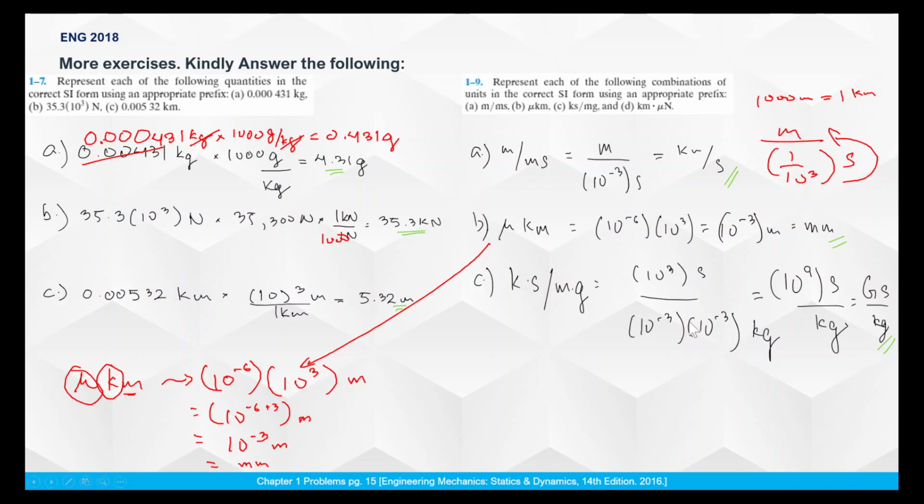Okay. Either way, pareho naman yun kasi kinuha ko lang yung reciprocal. Hence, nagkakaroon ako ng 10 to the 9th and then magiging gigasecond siya. Either way, kahit hindi ko siya ibaba, 10 to the third, iaangat ko pa rin yung 10 raised to negative 3 dito. And mag-add yung tatlong exponents. 3 plus 3 plus 3 would be 9. So, gigasecond per kilogram.